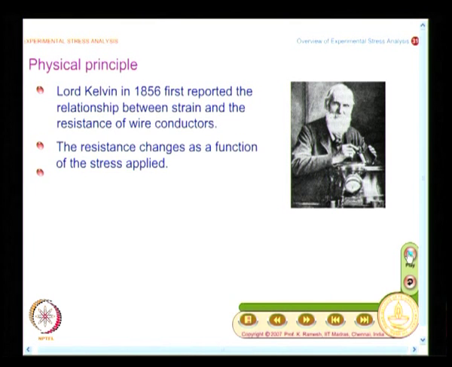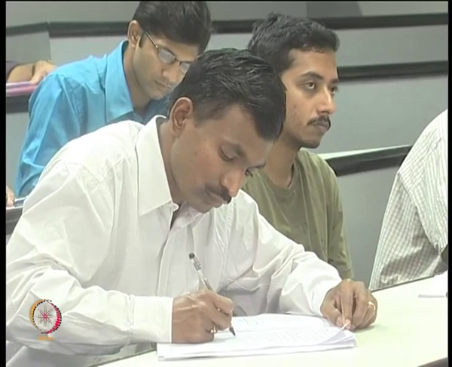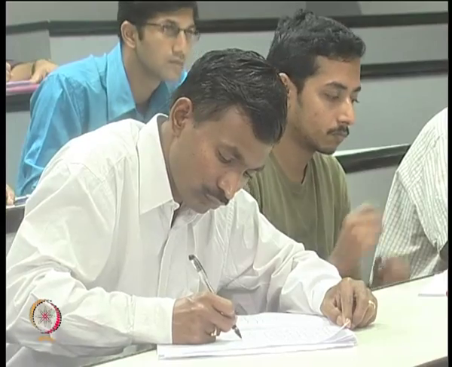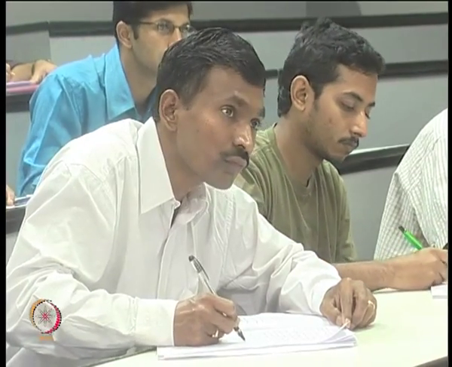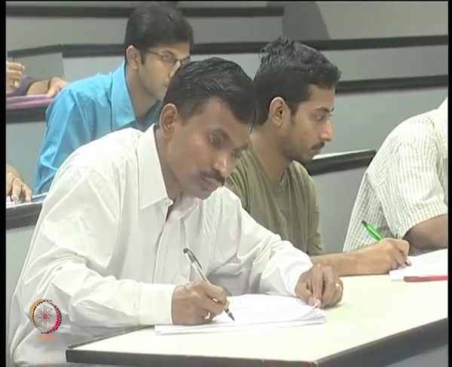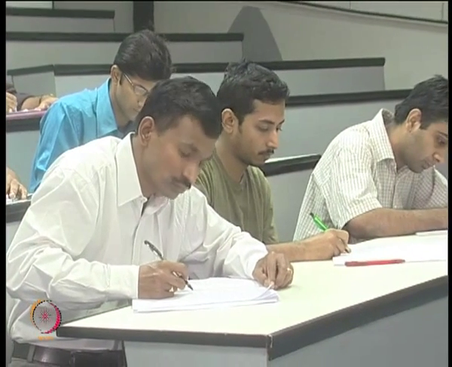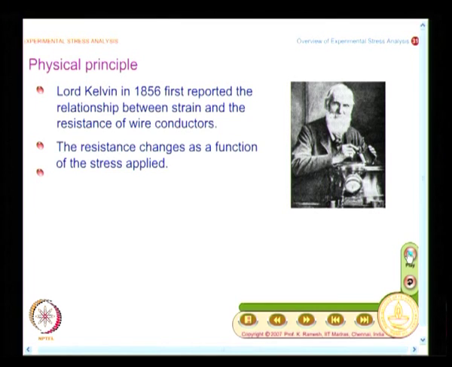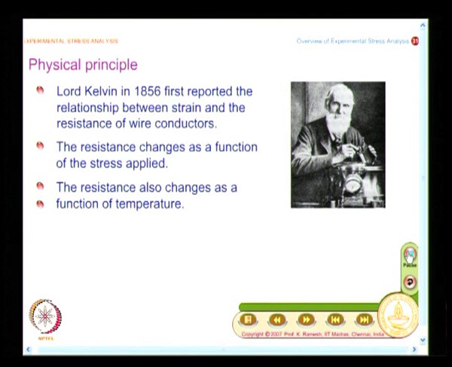So, the resistance does not remain constant, it is a function of stress. So, it gives you a scope to measure stress or strain from the strain gauge. If it is only that, then the whole instrumentation would have been much simpler. But what do you find? The resistance of a conductor also changes as a function of temperature. So, you have a problem.